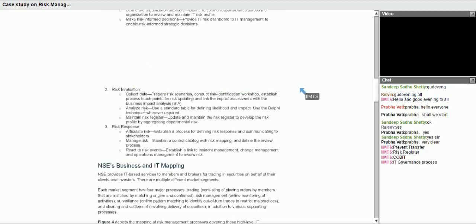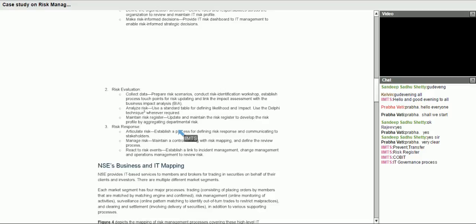Then risk evaluation, you collect data, you prepare risk scenarios, conduct risk identification workshop, establish process touch points for risk updating, and link the update assessment with the business impact analysis. Then you analyze risk, you use a standard table for defining likelihood and impact, use the Delphi technique wherever required. You maintain risk register, update and maintain the risk register to develop the risk profile by aggregating departmental risk.